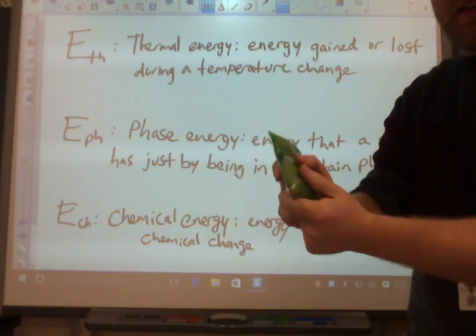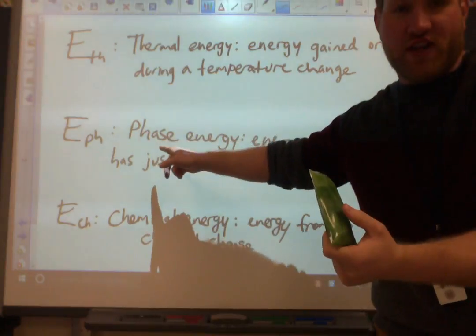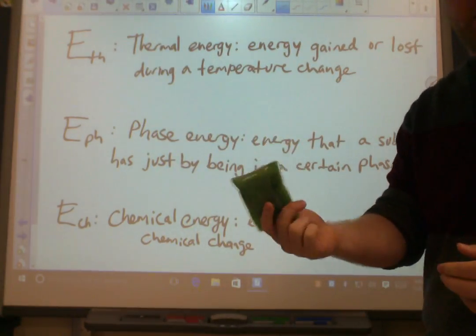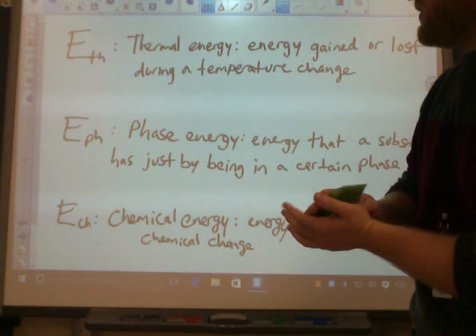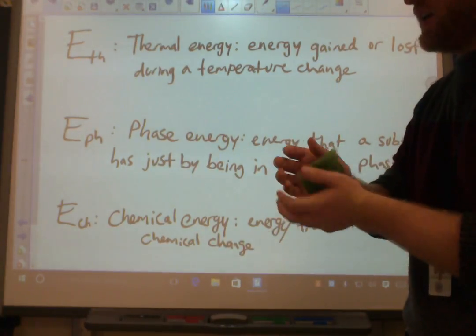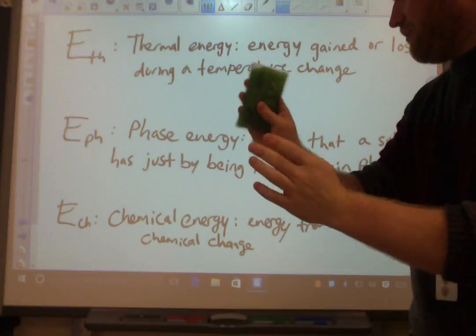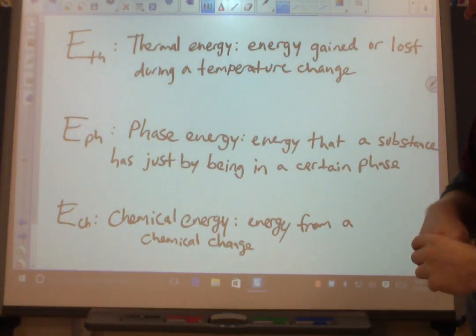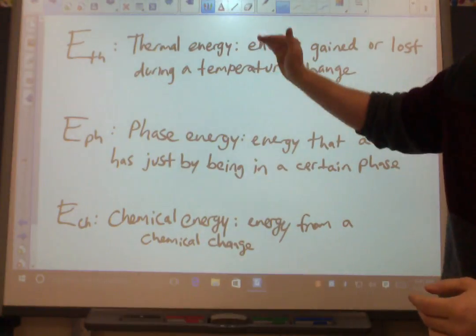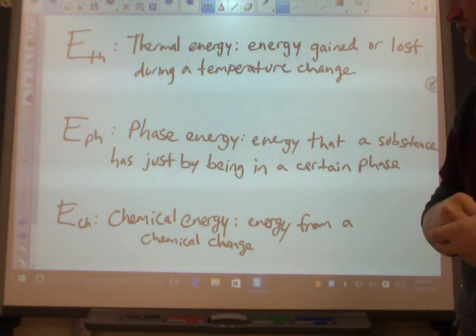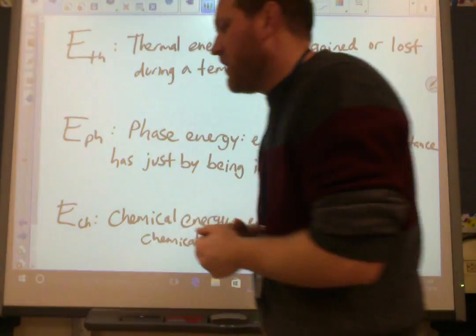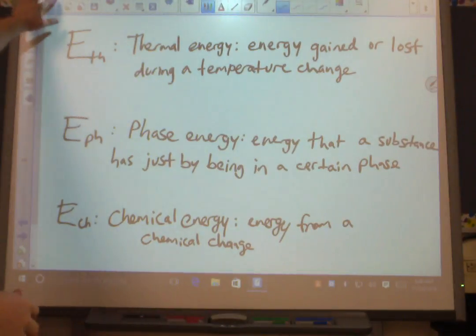So really, the heat that you're feeling was that phase energy it had before. It had a lot more phase energy than a solid of the same size. So it's giving off that phase energy now, and you can feel that as a hot pack. ECH is chemical energy, and that's energy from a chemical change. So we're going to be tracking these three types of energy, and in fact you're going to see that it's really only the top two, and you'll see why, from before and after.